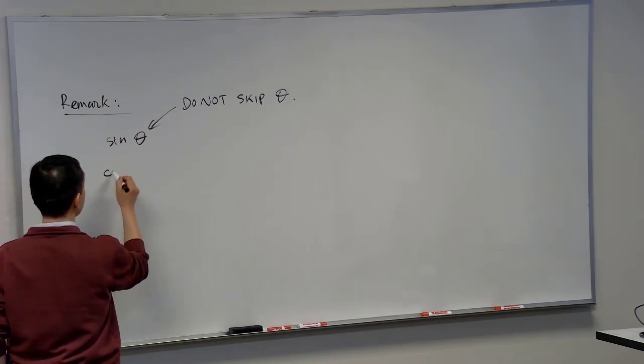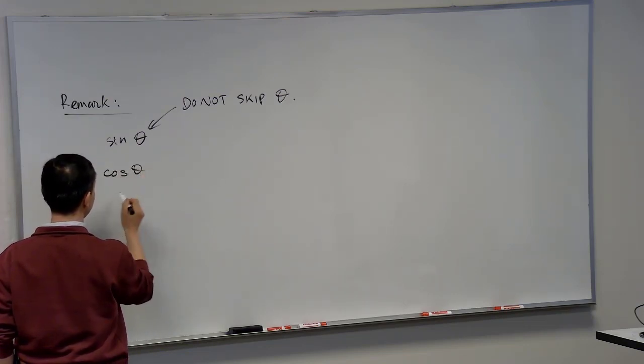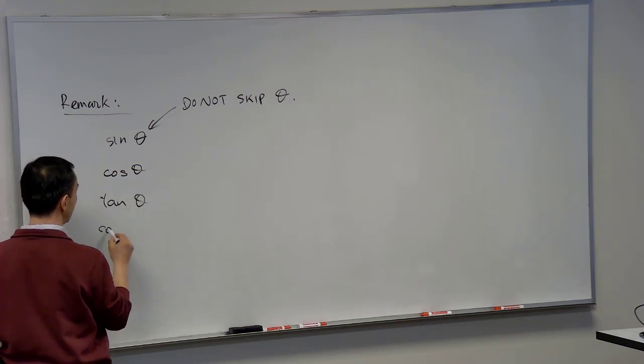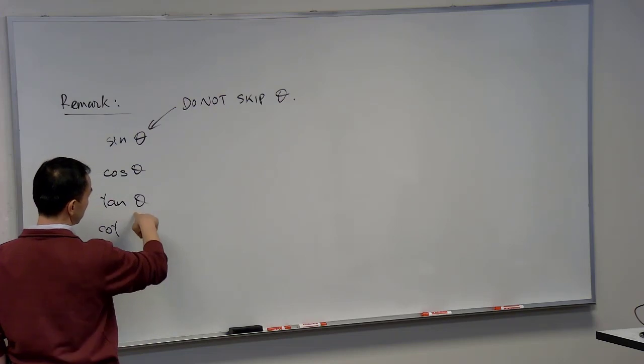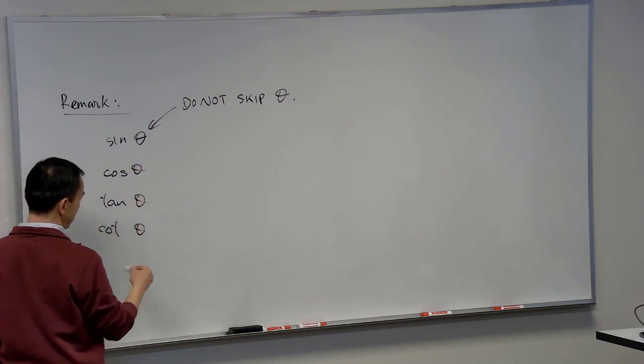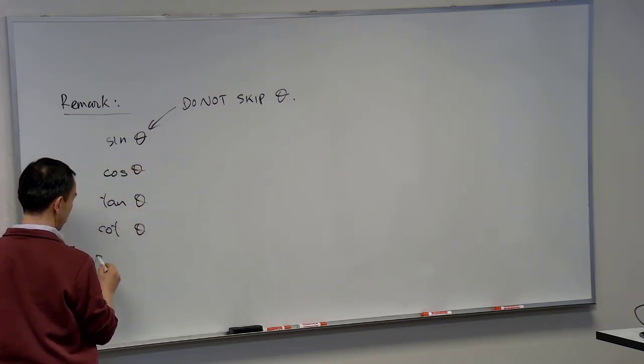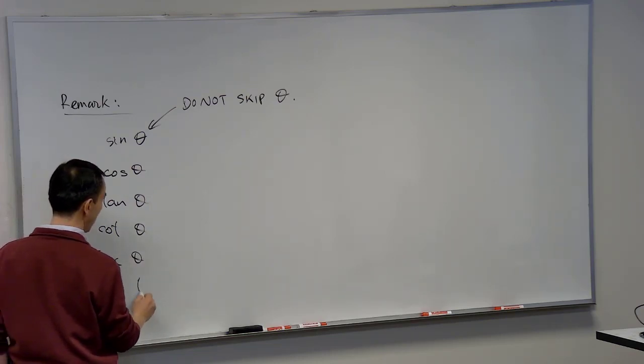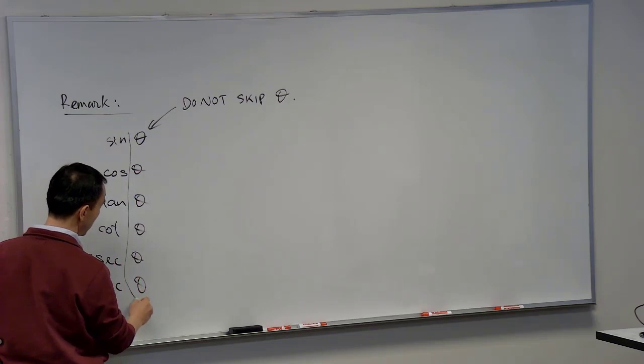So the same with cosine theta. Okay? And then you've also learned tangent theta. You've also learned cotangent theta. Right? So these variables here, they indicate the angles. And then there's secant theta. And then there's cosecant theta. So all of these, they come with an angle indicator.